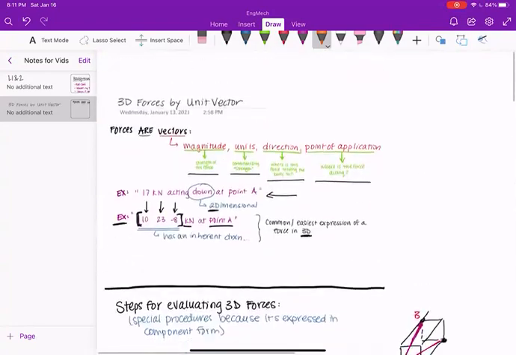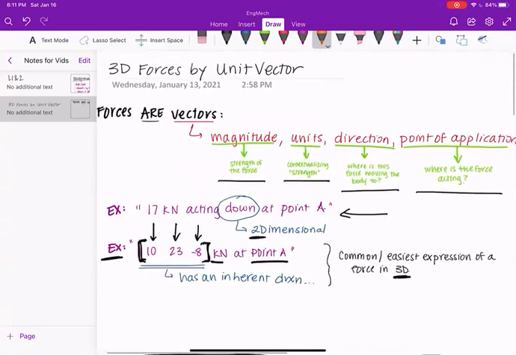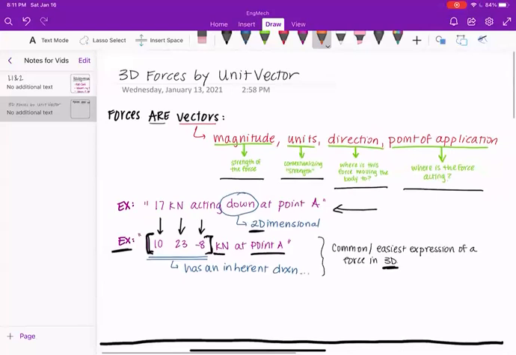So that is 3D forces and essentially the steps that you have to go through to find the resultant force in 3 dimensions using the unit vector.